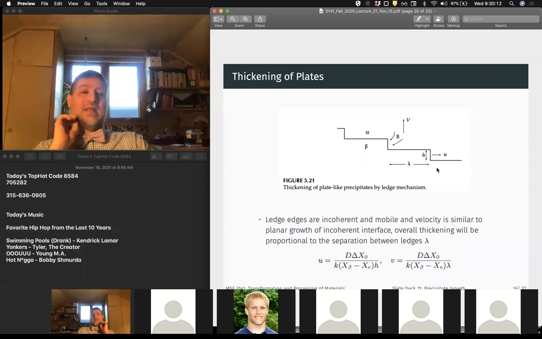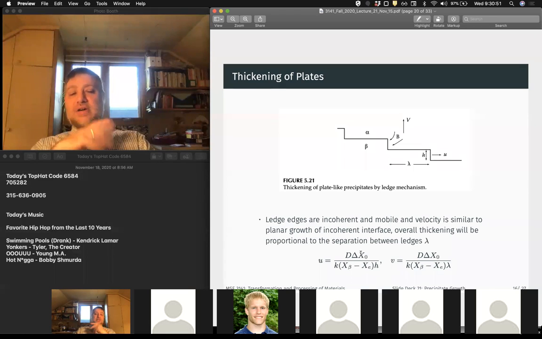But the key idea is that the growth of this step is going to be proportional to 1 over this step height, right? Which makes sense, right? The bigger this step, the slower it's going to grow, right? It's also going to be proportional to the diffusivity and the undercooling, right? So intuitively, this form makes sense. I can look at all the terms here and explain and understand where they come from.